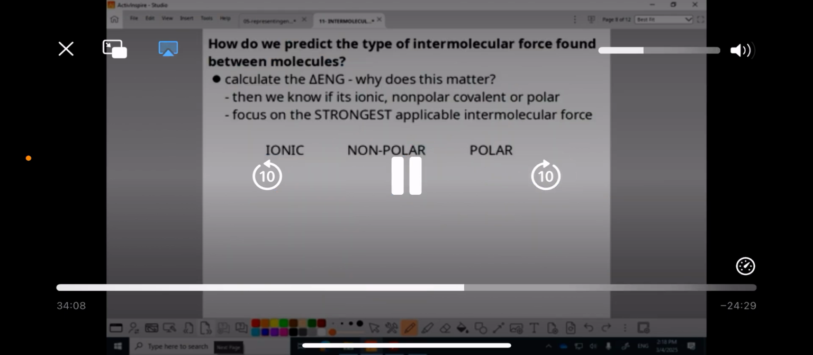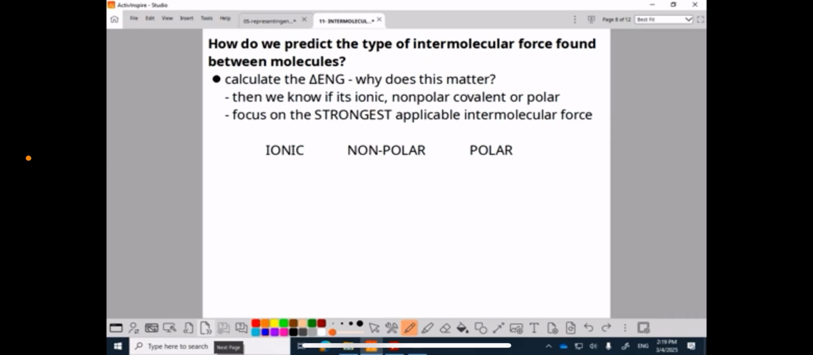Okay. So, if you get a question and you're asked to predict the type of intermolecular force between molecules, how are we going to do that? Again, we're going to do the change in electronegativity first. Ionic compounds, if it was ionic, you would use square brackets and plus minus in the Lewis structure, and then nonpolar or polar covalent, you would have either the bubbles or the lines and slightly positive or slightly negative.